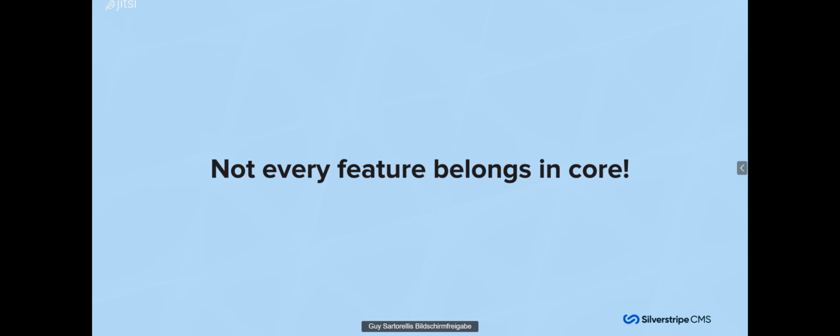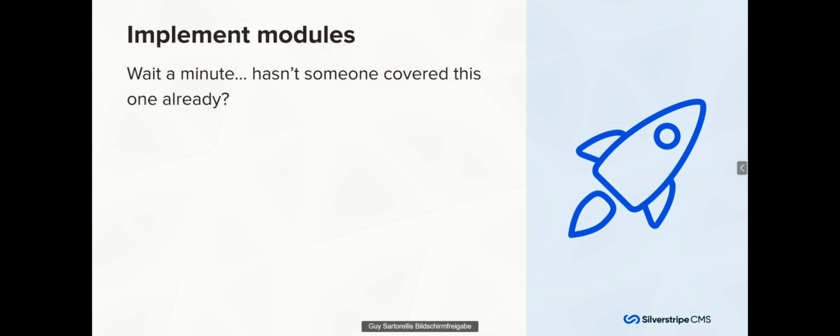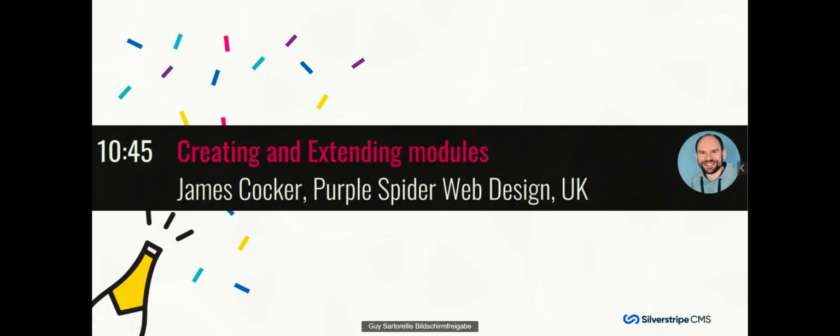But of course, not everything belongs in core. We need to make sure that the things we're adding in core belong in core, and make new modules for things that should be modules. I'm pretty sure someone's already talked about that. James Cocker gave an excellent talk about this yesterday. If you missed that, give it a watch once it's uploaded to YouTube after the conference. It was a fantastic talk, and it meant that I don't have to spend time talking about it.